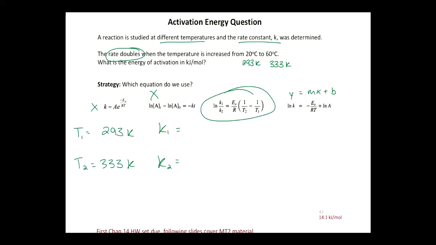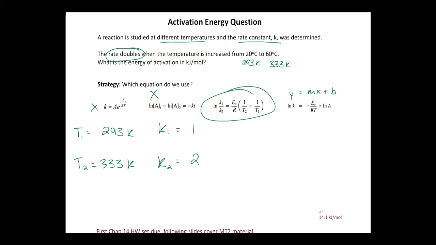So let's just make up numbers, all right? So let's just say the rate constant for the first temperature, I'm going to pick an easy number. What should I pick? 1. Yes, let's just say it's 1. So based upon the information given in this question, what should the rate constant K2 be? It should be 2, yes, right? We just need the ratio. Doesn't actually matter what the numbers are, okay?